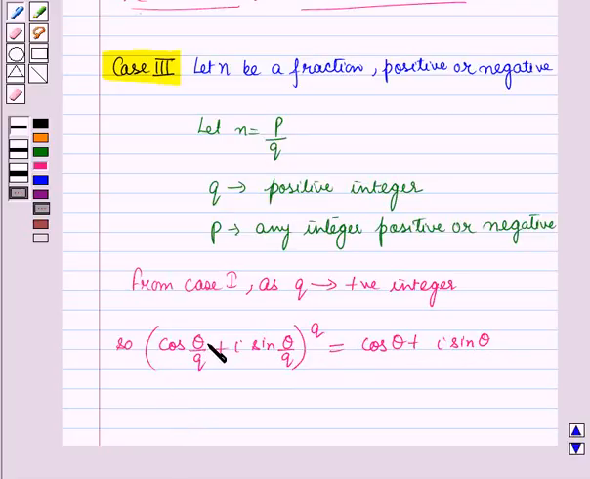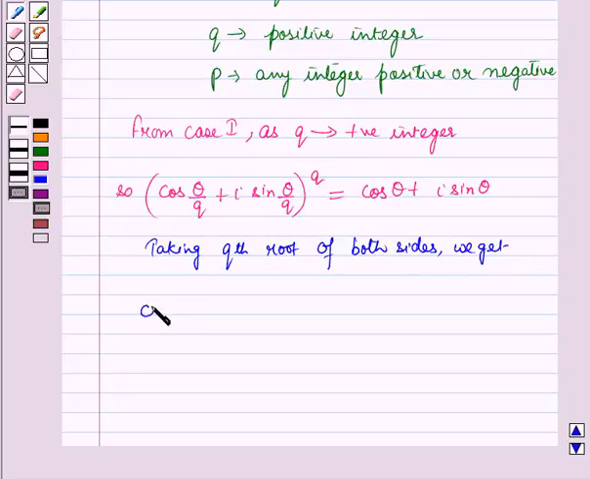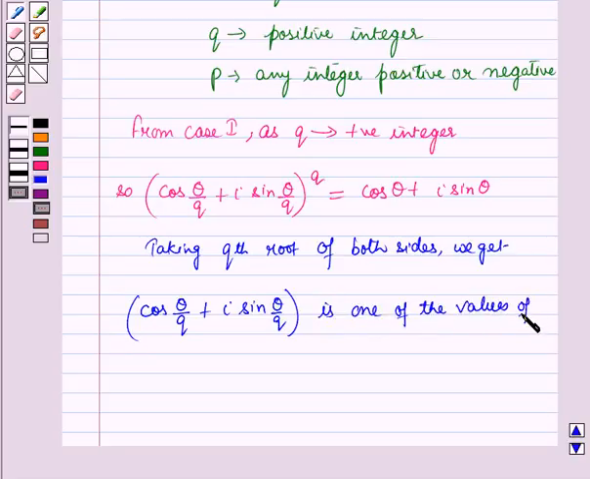As from the first result, we are having cos theta plus iota sine theta whole raised to power n is equal to cos n theta plus iota sine n theta. Now taking qth root of both sides, we get cos theta by q plus iota sine theta by q the whole is one of the values of cos theta plus iota sine theta whole raised to power 1 by q.